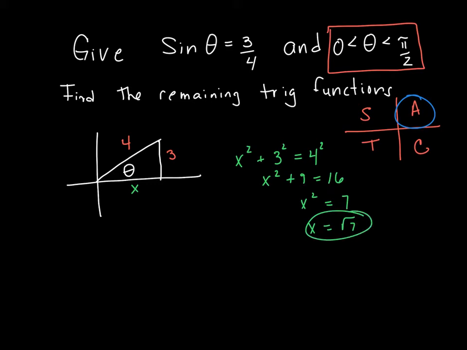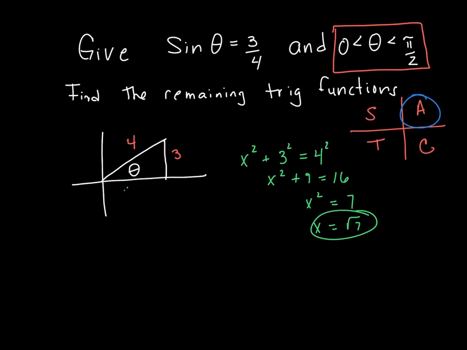Once I have that, I know x, y, and the hypotenuse. So this is the square root of 7. Now I can go through and find all the trig functions. I was given sine, so first we'll write that one down. The sine of theta is equal to 3 over 4. Because I've been given the sine, the first one to do is the reciprocal of that, which is the cosecant of theta, which is just the reciprocal, 4 over 3.